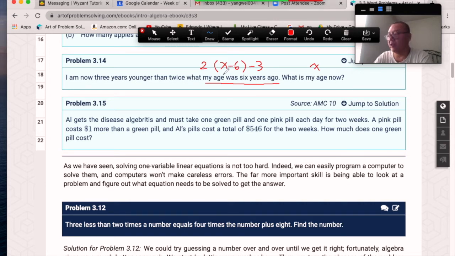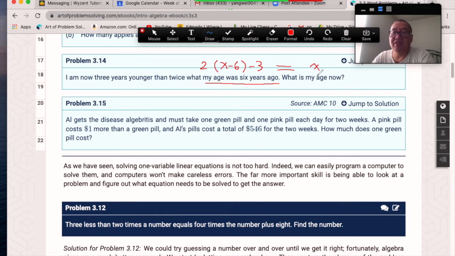So that means when this number minus 3, then it equals my current age, right? So then we can get the equation (x minus 6) times 2, then minus 3 equals x. Now you need to solve this equation. To solve this equation, first let's simplify both sides.